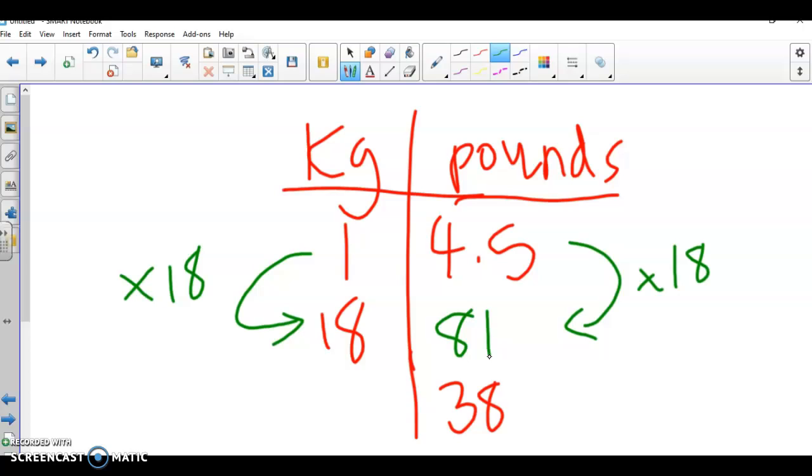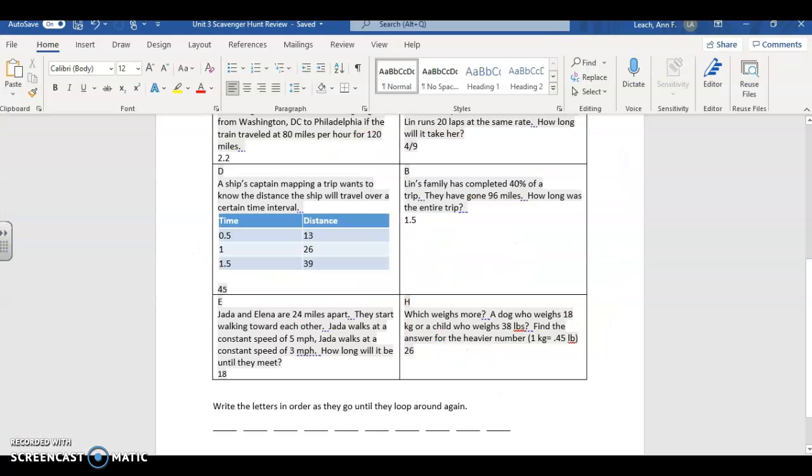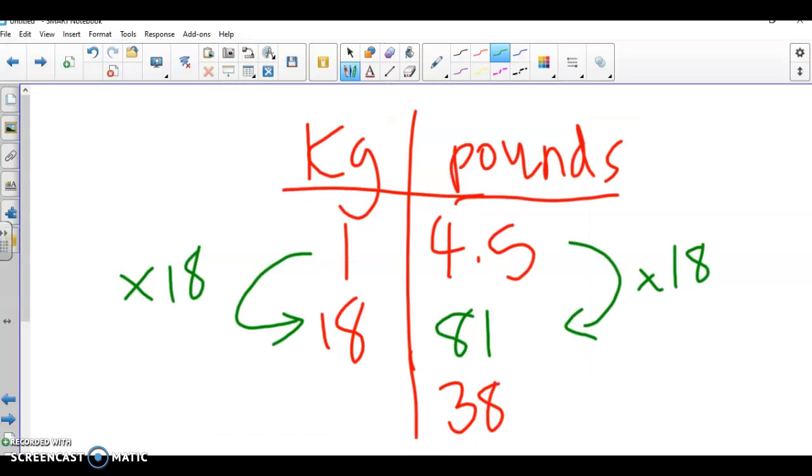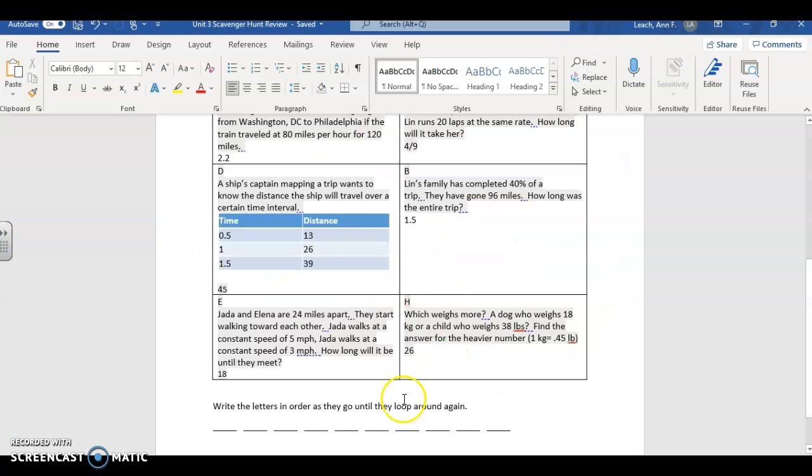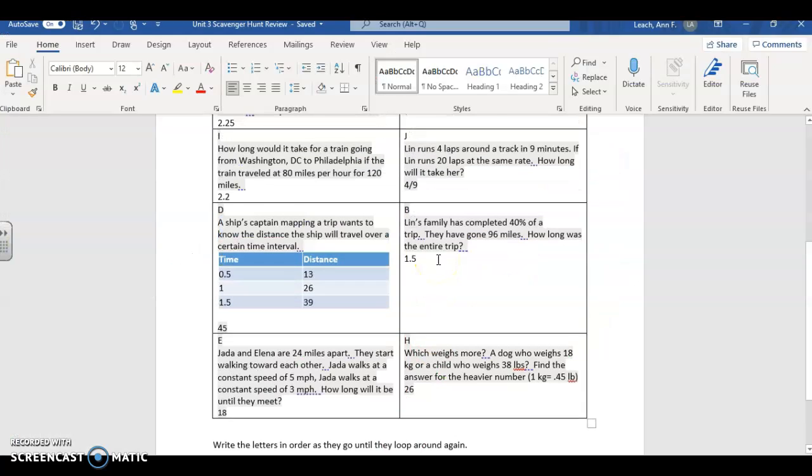And I already know a child that weighs 38 pounds is going to weigh less. So in this case, which one weighs more? I'm going to go with the 18 kilogram dog. So the dog weighs more. Find the answer for the heavier number. Okay, so the answer for the heavier number will be 81. So let's look for 81.